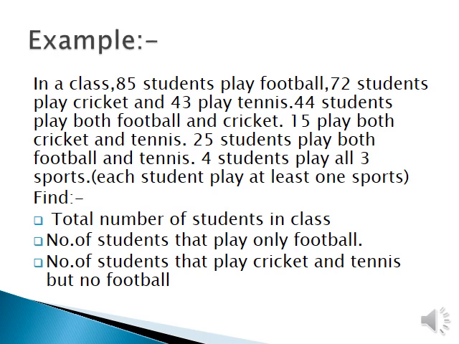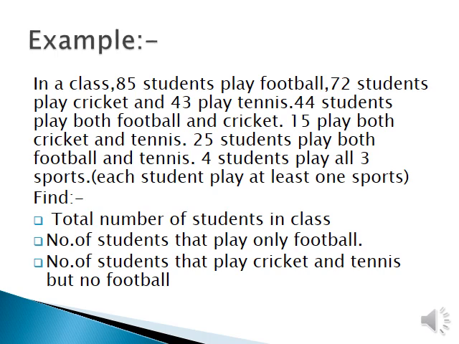44 students play both football and cricket. 15 play both cricket and tennis, and 25 students play both football and tennis. 4 students play all 3 sports. Each student plays at least one sport. We have to find the total number of students in the class, the number of students that play only football, and the number of students that play cricket and tennis but no football.